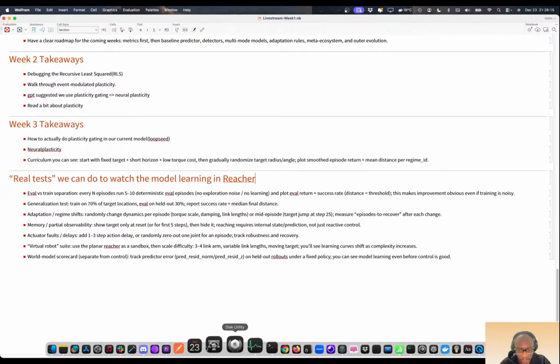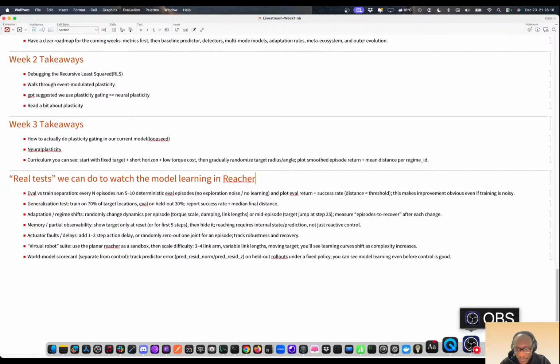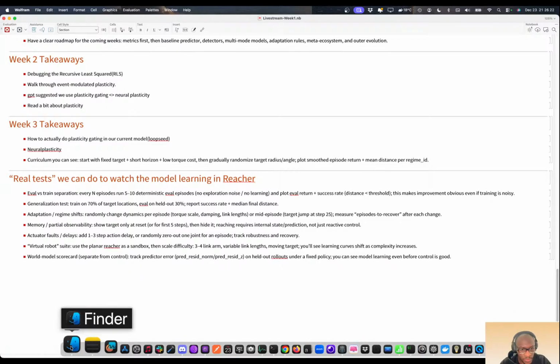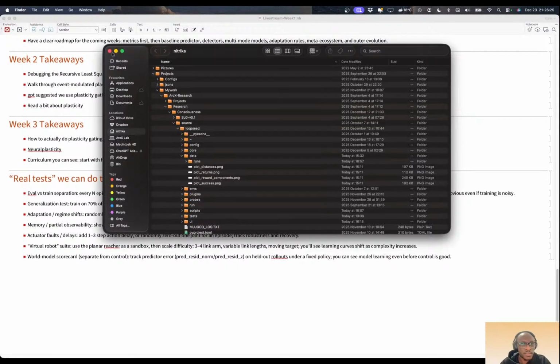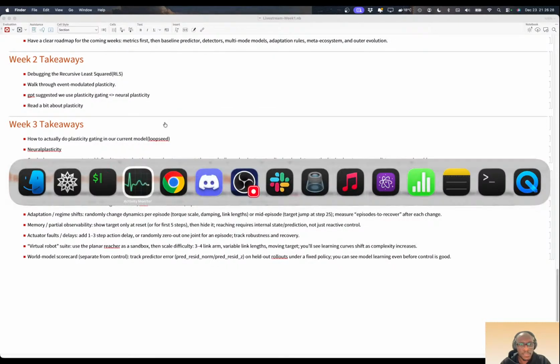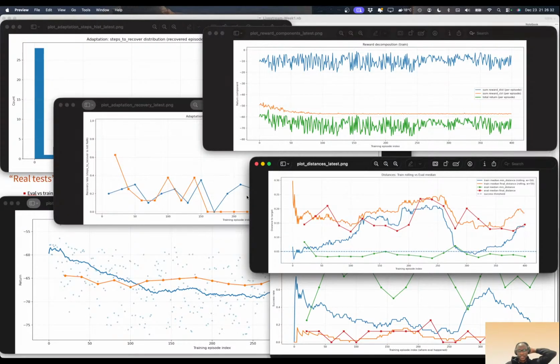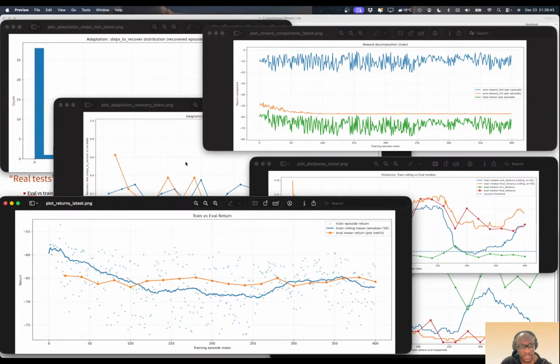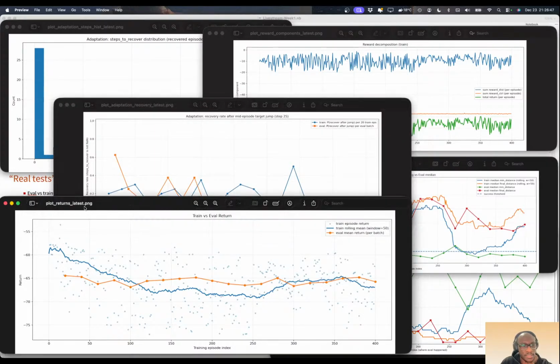Let's see. Supposed to be somewhere. No. Images. I'm looking for images. Yes. Okay. So yeah. So I'll start with maybe distance plot. No. This is adaptation, recovery, returns. This is too much. I think I will.